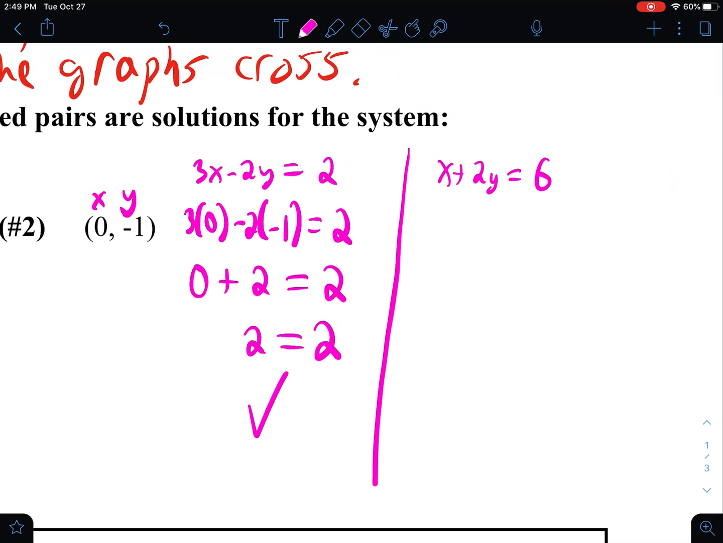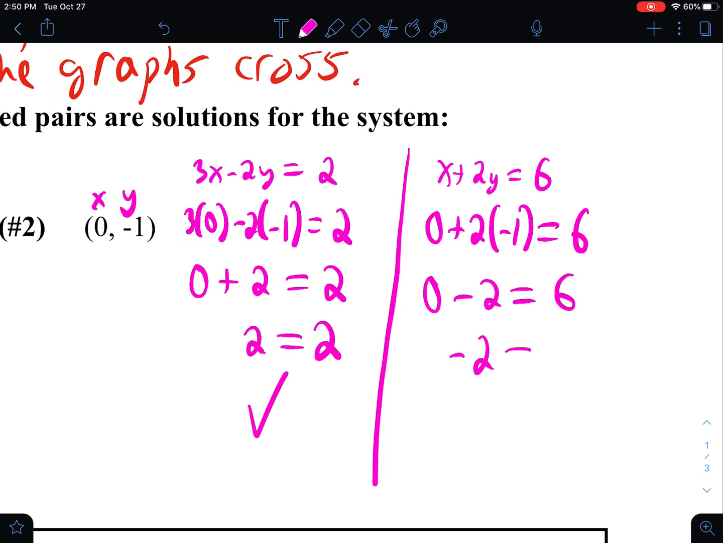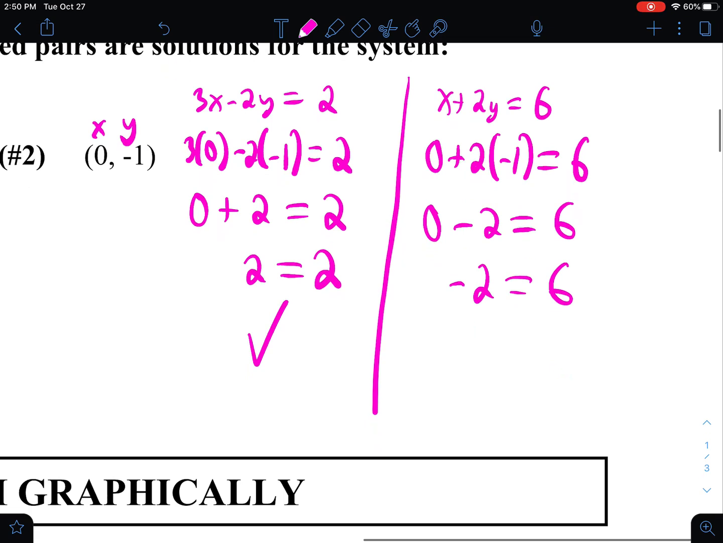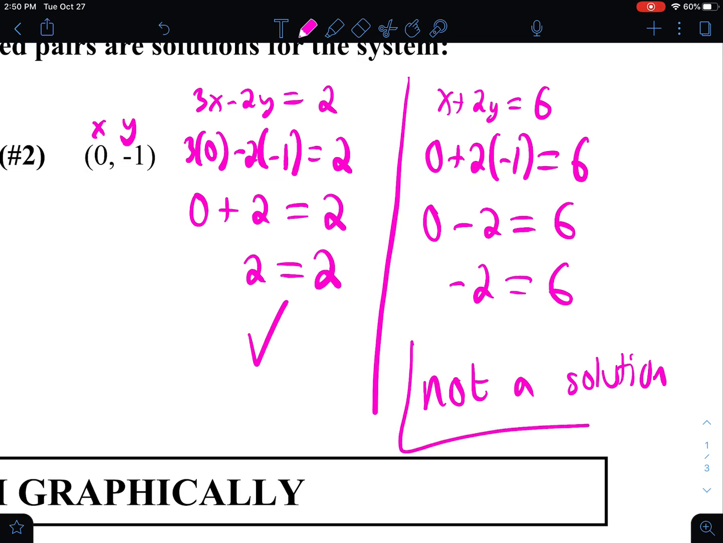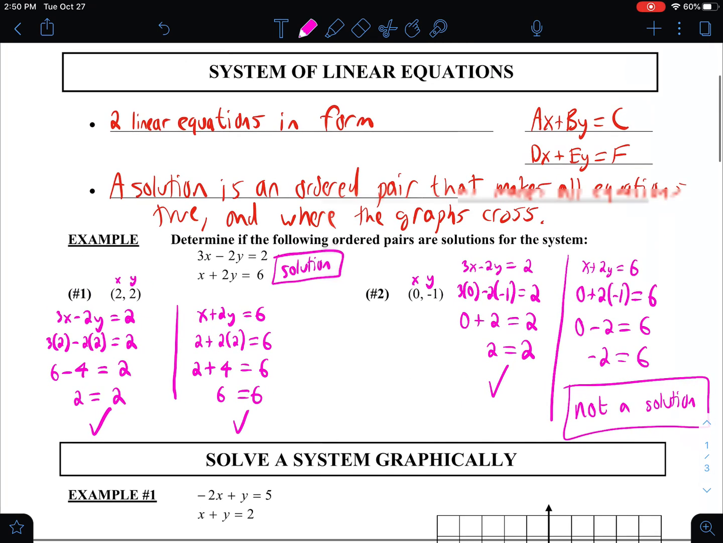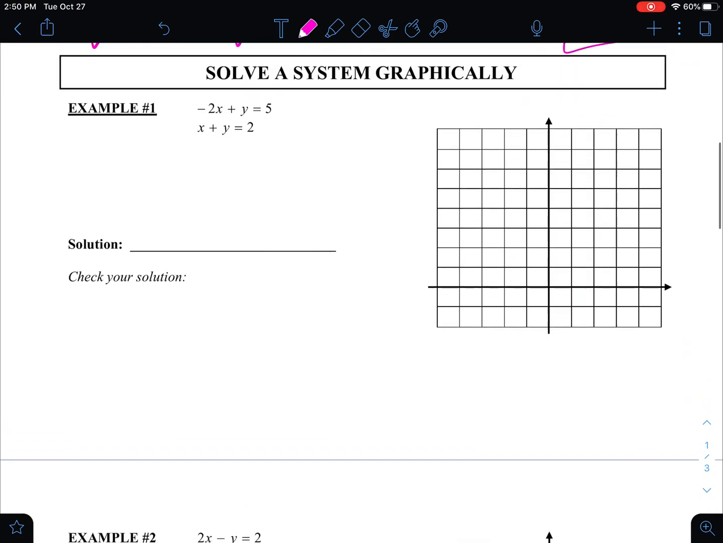Okay, so we're plugging in 0 for x again. So 0 plus 2 times negative 1, which is y, equals 6. 2 times negative 1 is negative 2. So we have 0 minus 2 equals 6. And does negative 2 equal 6 or no? This is going to be not a solution. It needs to be true for all equations in the system for it to be a solution. Okay? All right. Good stuff.